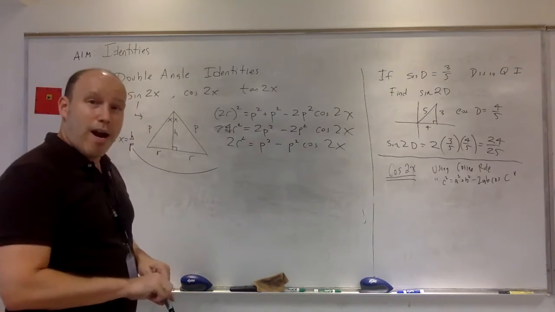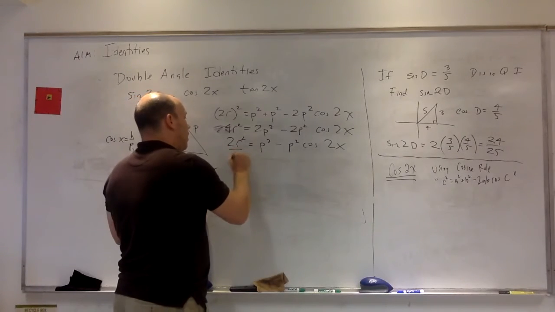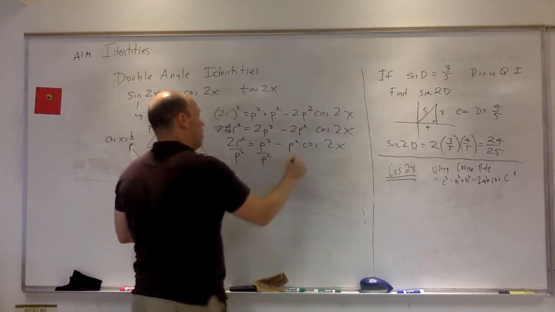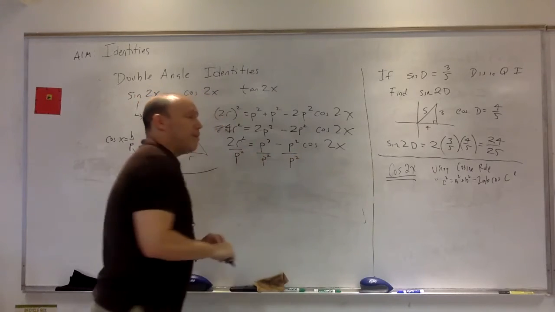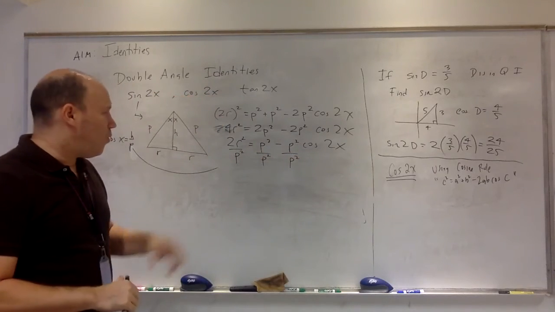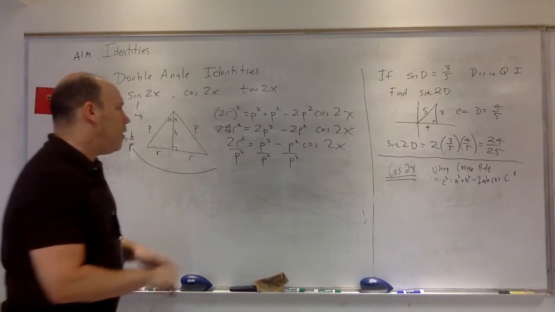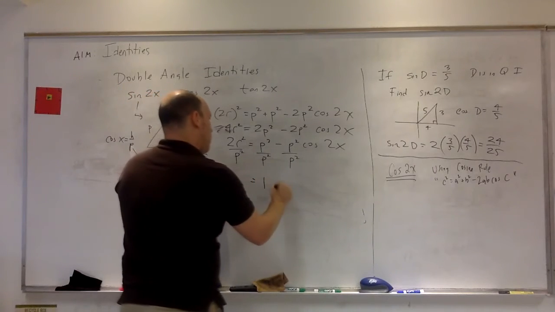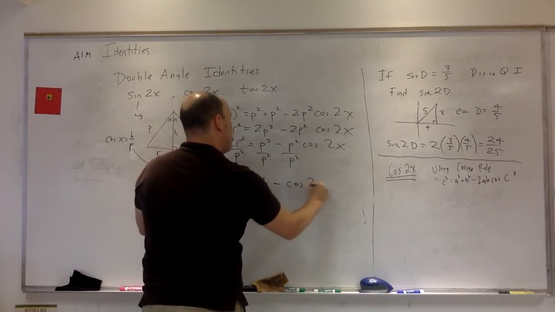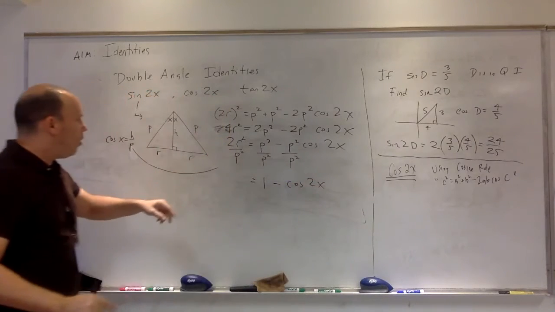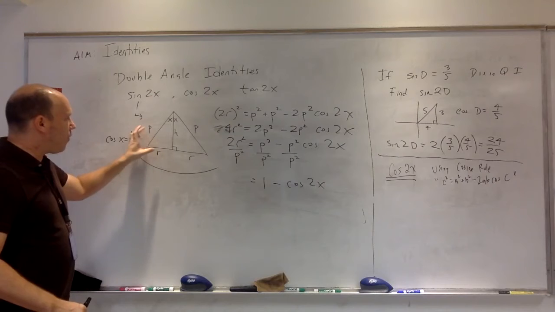And it turns out if we manipulate this around a little bit, we get the identity that the cosine of 2x is equal to 1 minus 2 sine squared of x. This is another identity. You get the formula for it, you're not going to be asked to derive this. This is just one way. There's 100 ways on the internet.